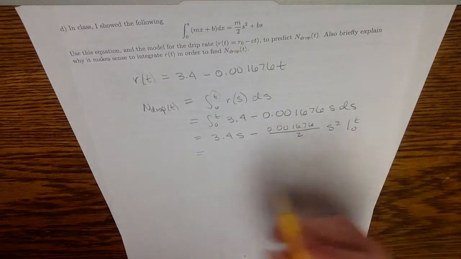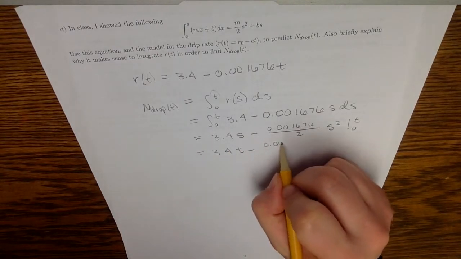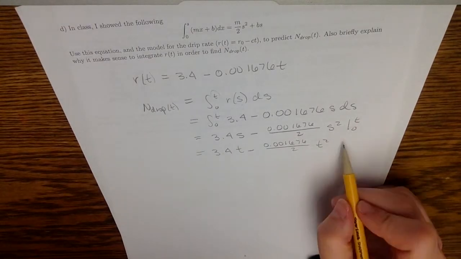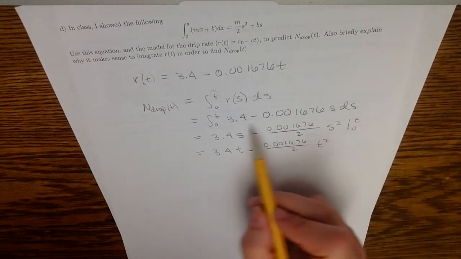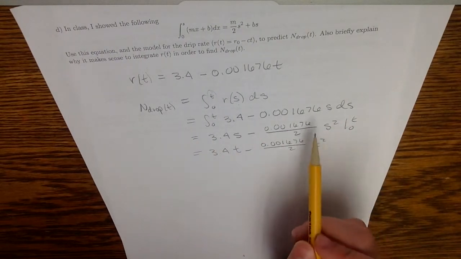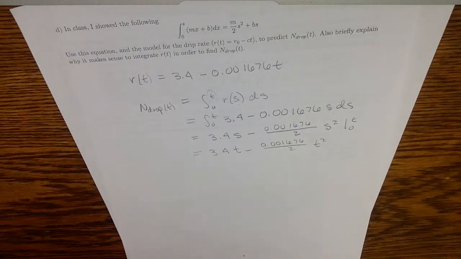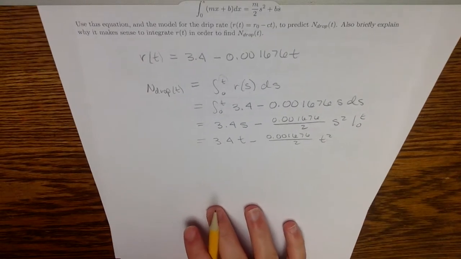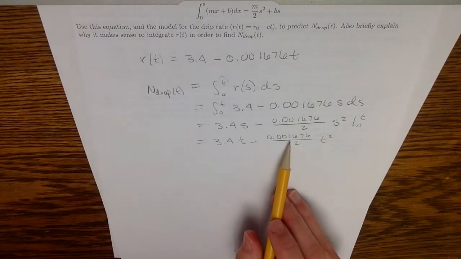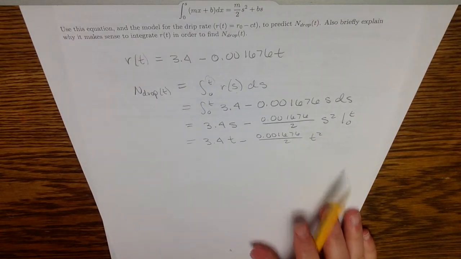Now plugging in t, I get 3.4t minus 0.001676 over 2 t squared, minus this stuff evaluated at 0, but when I plug in 0 here and 0 here, that causes the whole thing to go to 0, so it would just be minus 0, so I don't write it. So my predicted n drop is 3.4t minus 0.001676 over 2 t squared, and you should get something relatively similar to that.